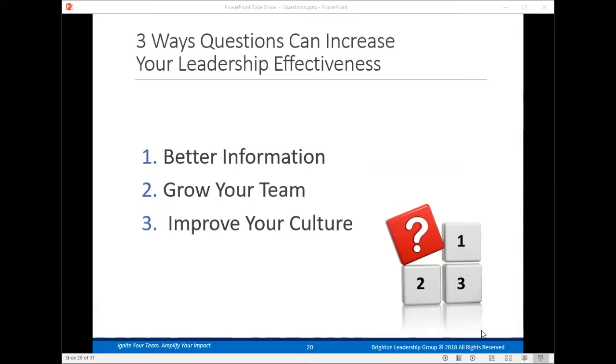Because the more leaders ask questions, the more they're gathering the information they need to be responsive and agile, and the more they're demonstrating to their people how important their input is. And when everyone's input is valued, that's when you can create innovation and creativity and really start living in a more agile environment versus just giving it lip service.